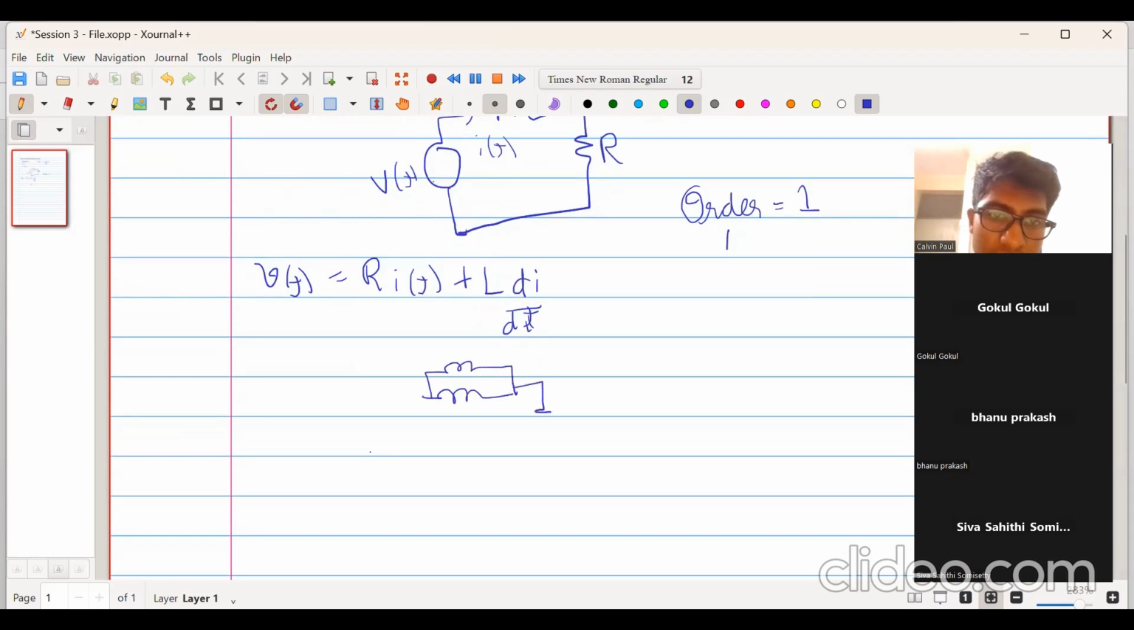Now let us assume there are two inductors in parallel, a resistor, and another voltage source. This is L1, this is L2, and this is a current I. What will be the order of the differential equation when we apply KVL to this mesh? Order will be 2, sir.